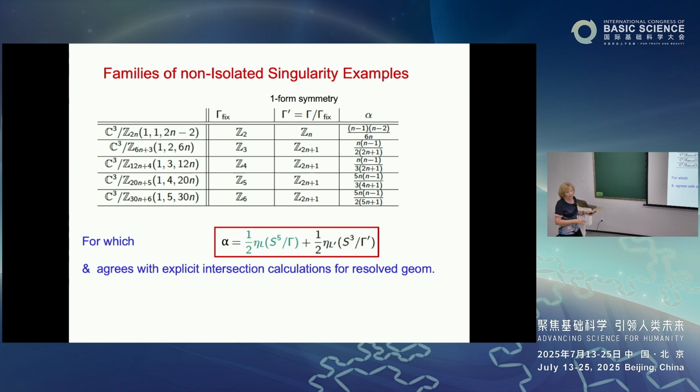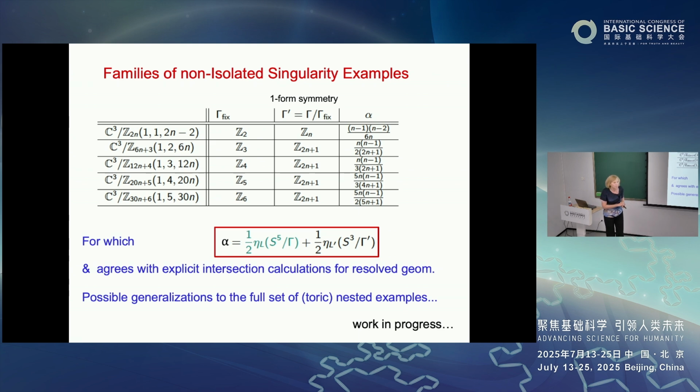Not all examples work like that because you can have more complicated ways, but these classes all fall into this pattern and agree with explicit intersection calculations for all these examples. So this clearly brings up the issue: we have to understand it better, find possible generalizations, and do a first-principles calculation of these eta invariant coefficients. We tried, we compactified, we tried to cut out things, very hard. But I just want to point out this is where we are, state-of-the-art as I believe. Okay? So let me conclude.